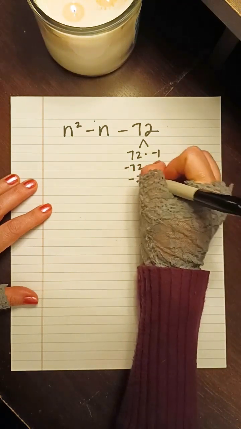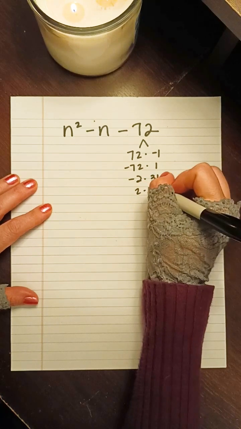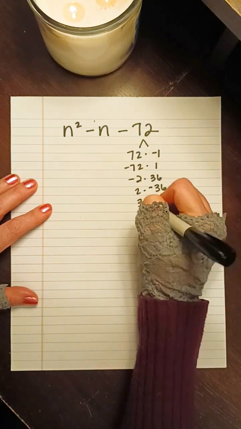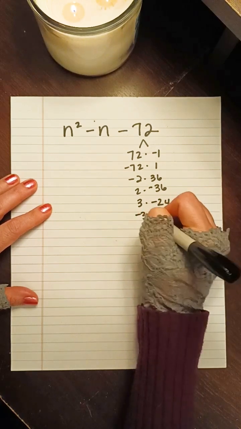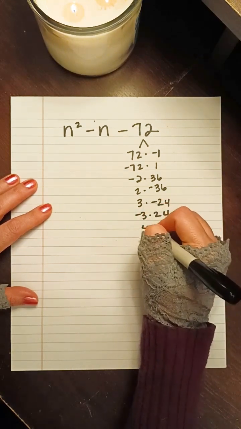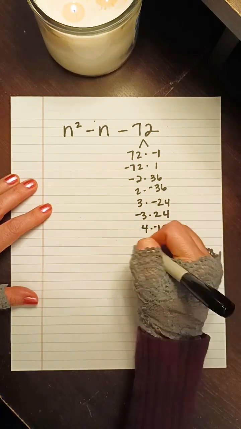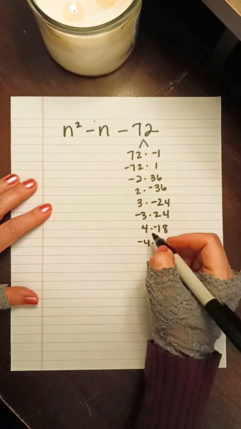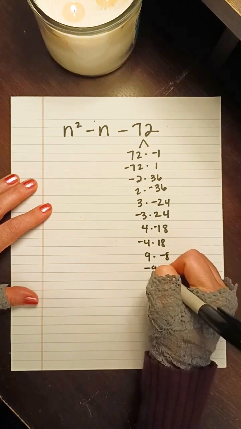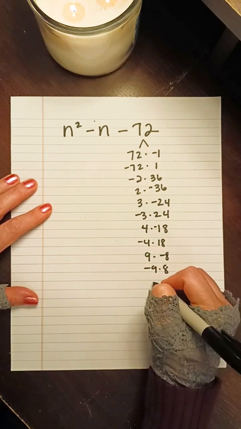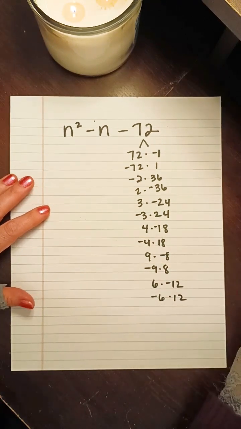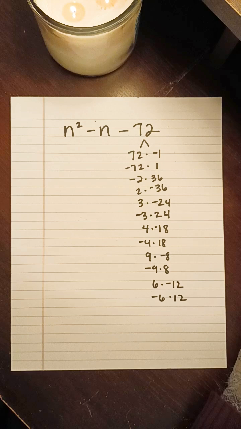Negative 2 times 36, 2 times negative 36, 3 times negative 24, negative 3 times 24. Let's see, 4 times negative 18, negative 4 times 18, 9 times negative 8, negative 9 times 8, 6 times negative 12, negative 6 times 12. So there's a lot of them there.